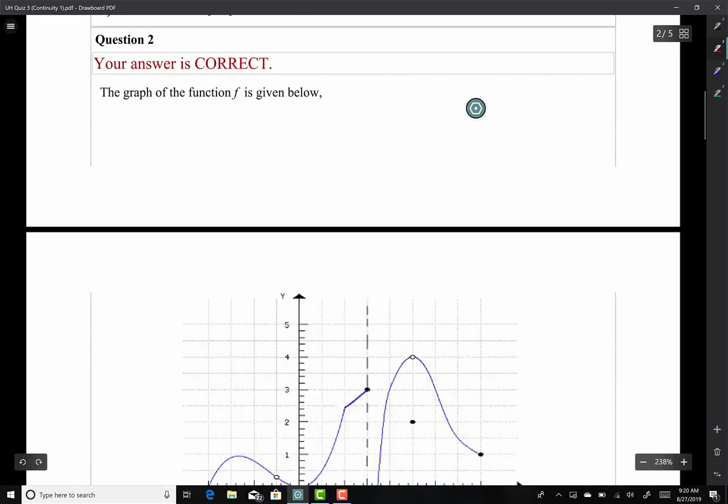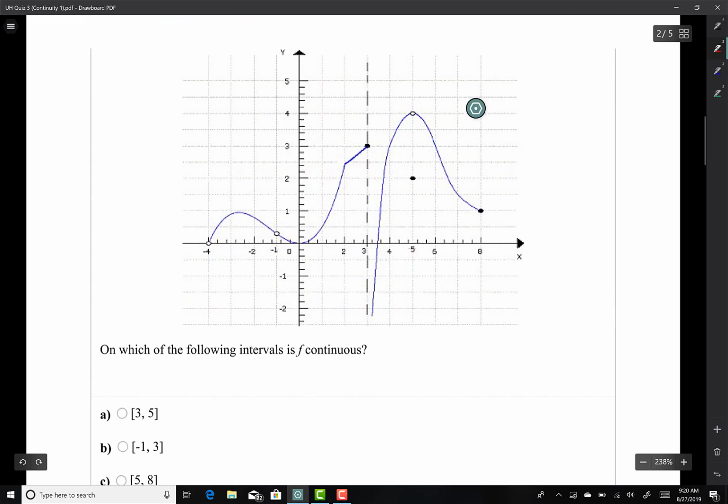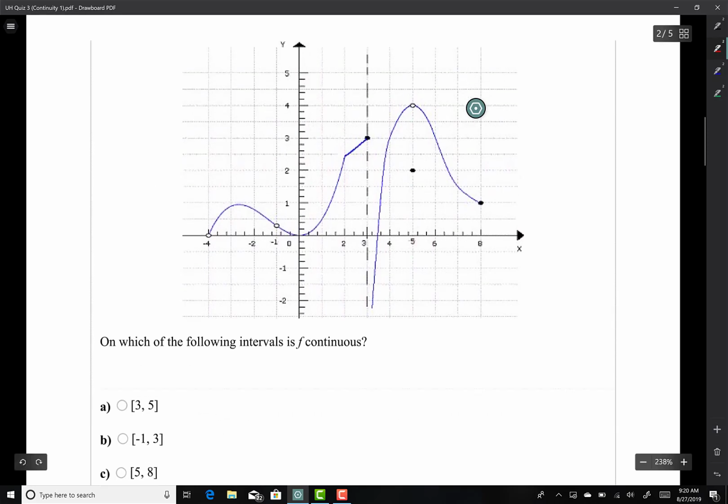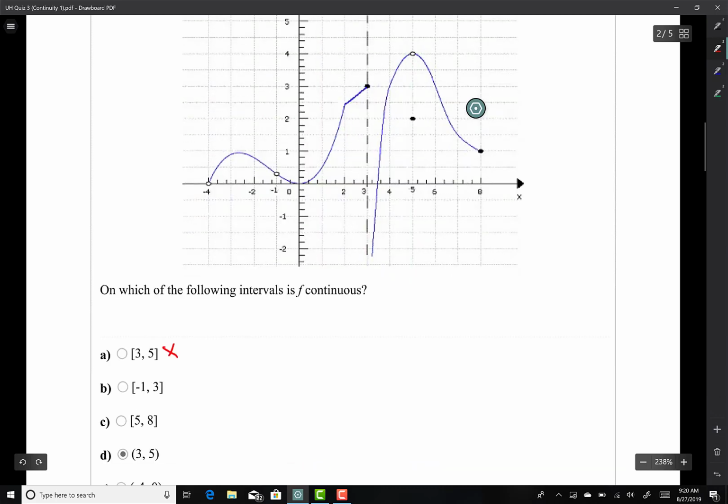Question 2, the graph of the function is given below. Which of the following intervals is f continuous? So notice the brackets and parentheses, guys. So 3 to 5 with a bracket. Well, to the right side of this 3, you can't be a bracket. It has to be a parenthesis. So that one's done. Negative 1 to 3. Negative 1, nope, you have a removable discontinuity there, so it has to be a parenthesis.